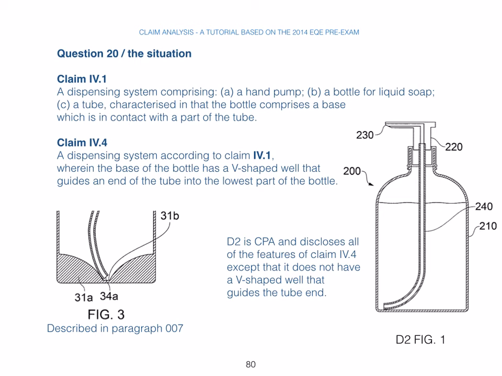I have illustrated these assumptions on this slide. The V-shaped well is the distinguishing feature of Claim 4.4 over D2 as closest prior art. This is described in the client's paragraph 7. The D2 as closest prior art discloses all the features of Claim 4.4 except that it does not have a V-shaped well that guides the tube end.